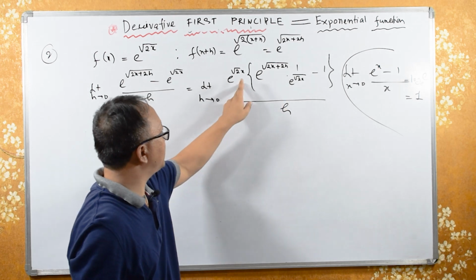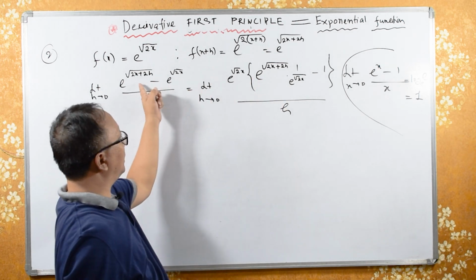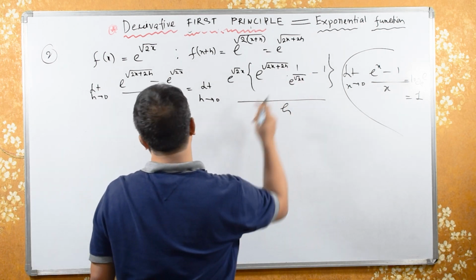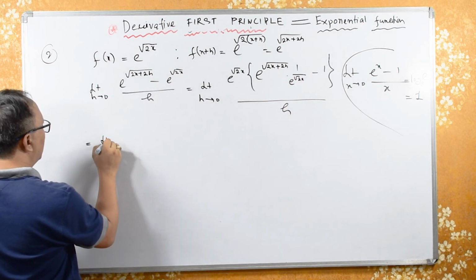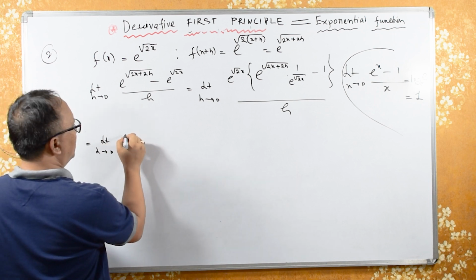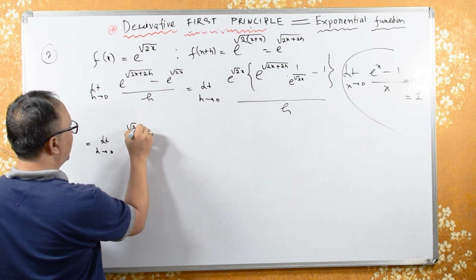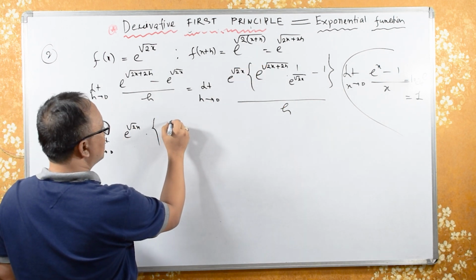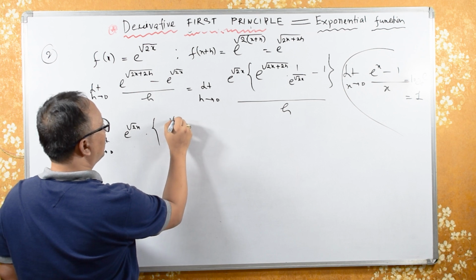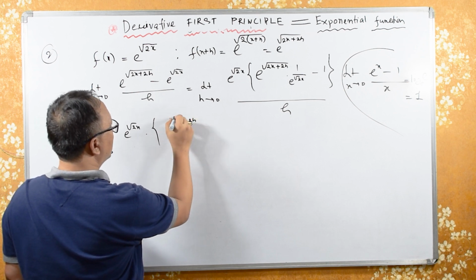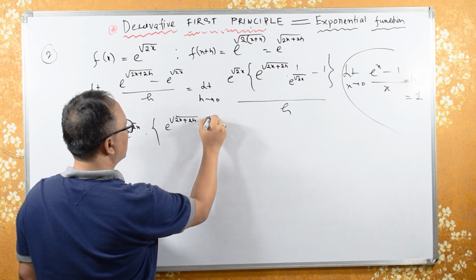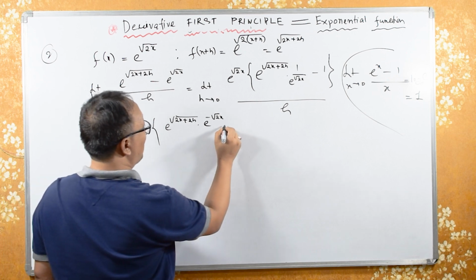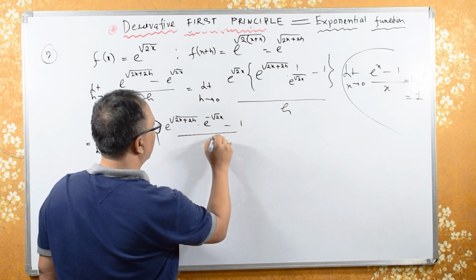This and this gets cancelled. This into this becomes this, okay, and this into this is this, okay. Now this I can bring up: limit of h tends to 0, e raised to square root of 2x in bracket, this I can bring up e raised to square root of 2x plus 2h into e raised to minus square root of 2x, okay, minus 1 upon h, okay.